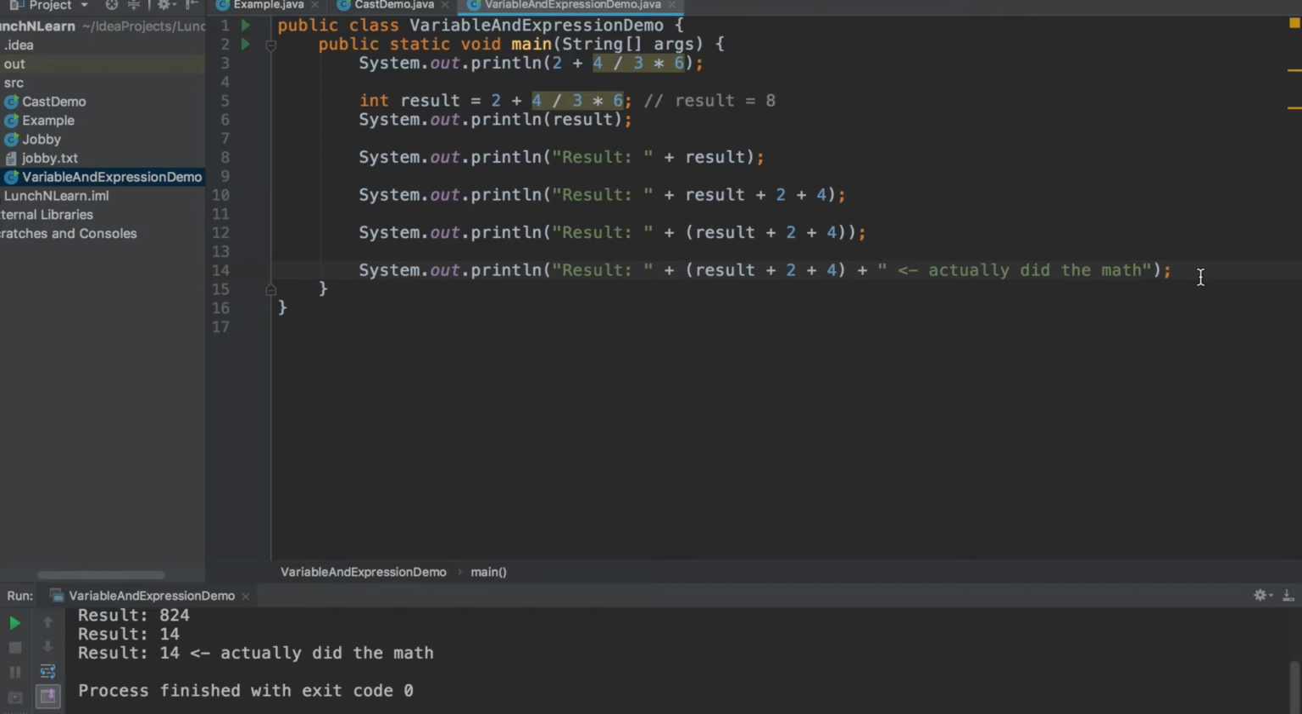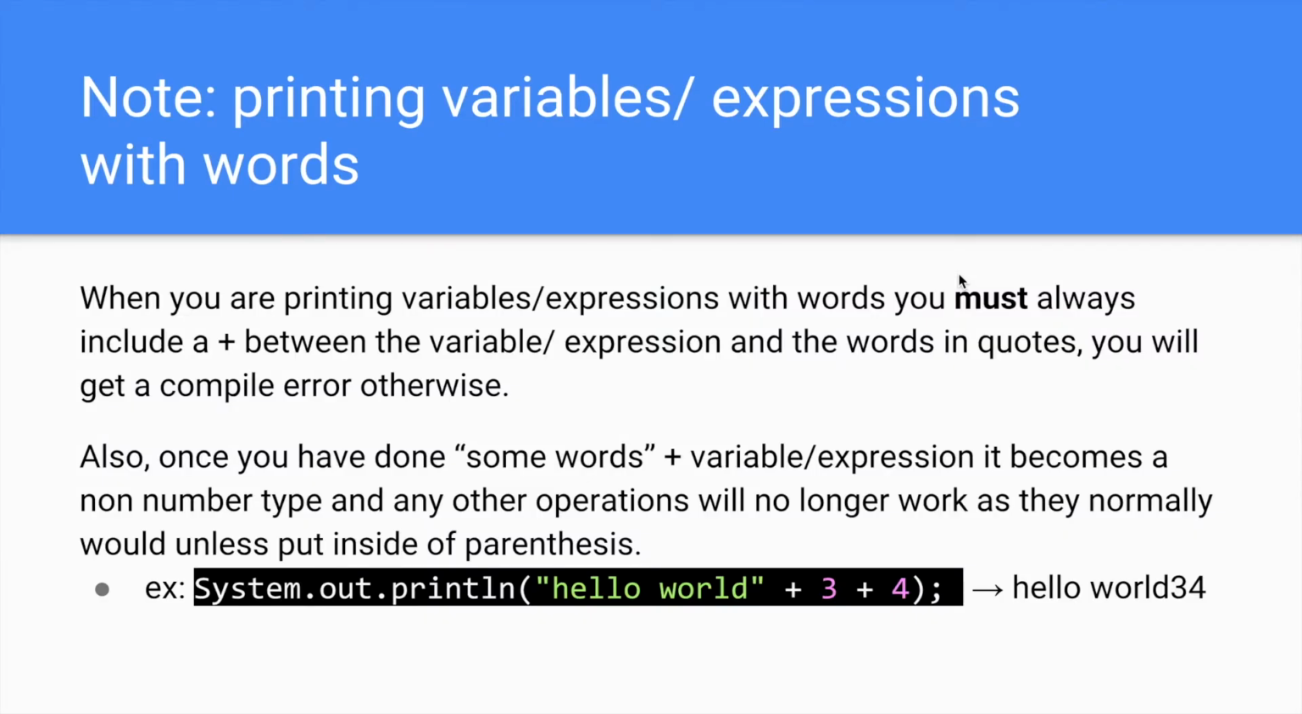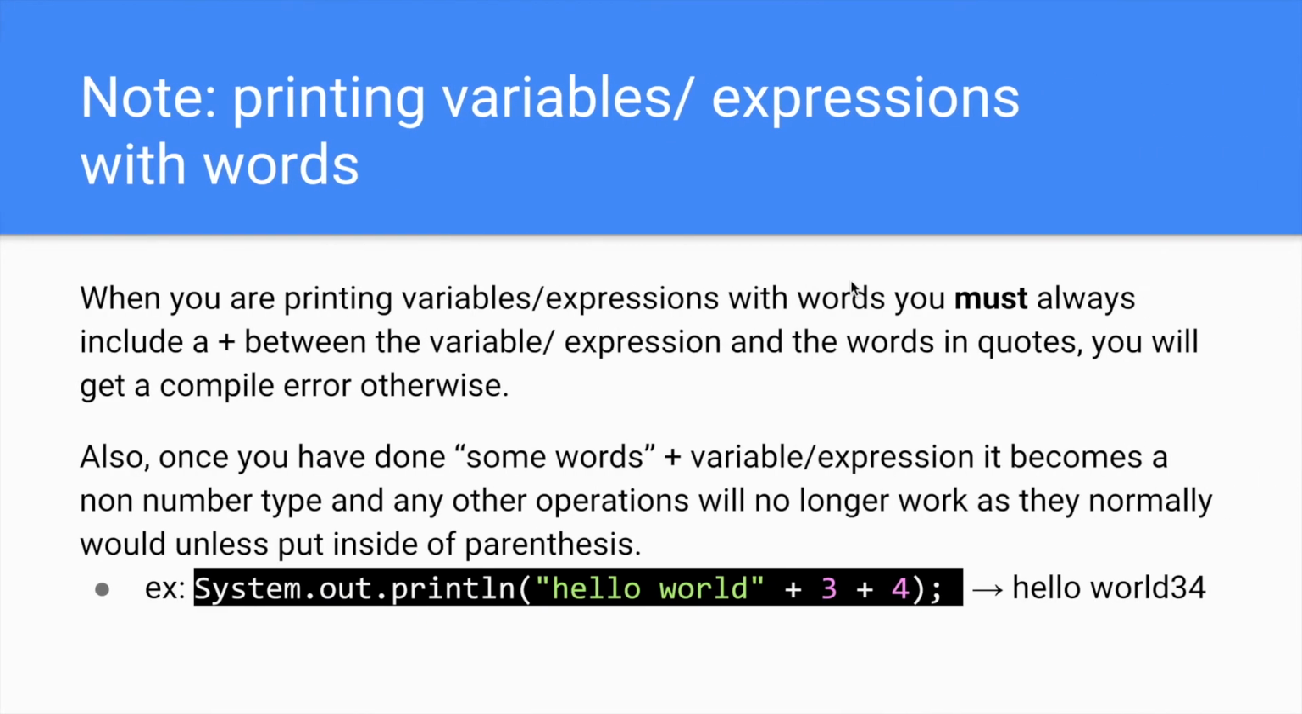Right, so that's variables and expressions. This is kind of going over what I just talked about. When you're printing variables and expressions, the words always have to include a plus between the variable or expression and the words in quotes. You'll get compile errors otherwise. So if I went back here and removed this plus, I would get this squiggly because it's expecting something. And it won't tell you that it's expecting a plus. It tells you that it's expecting the expression to end. So you just have to know that pluses go between these expressions and the words in quotes.